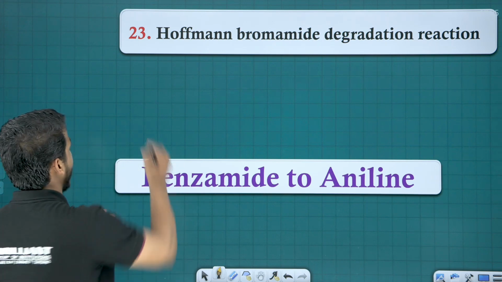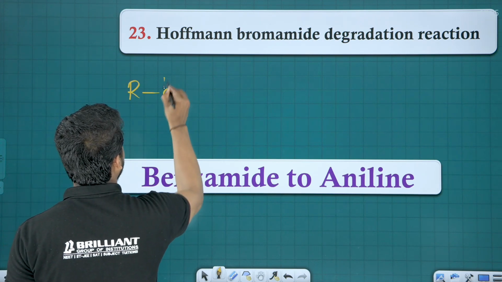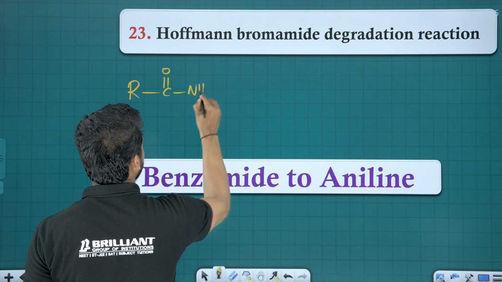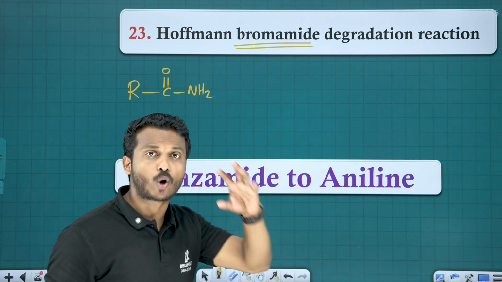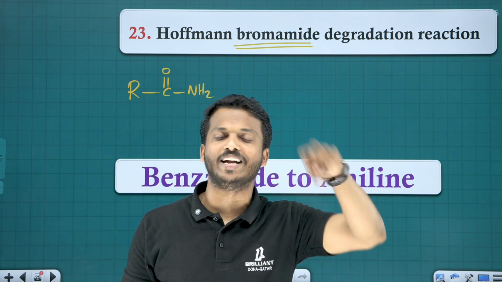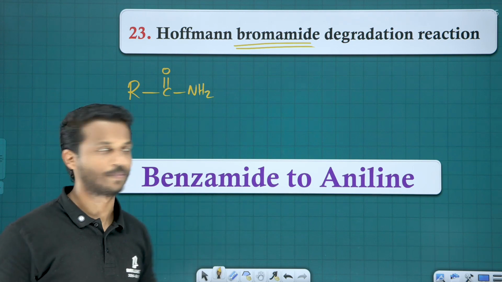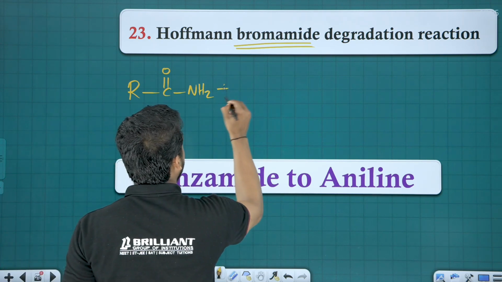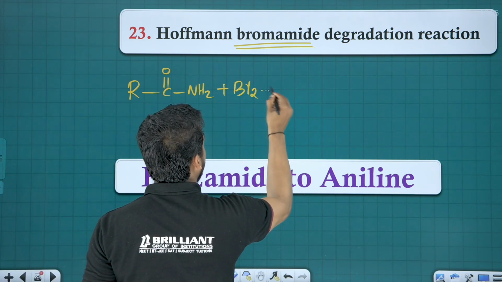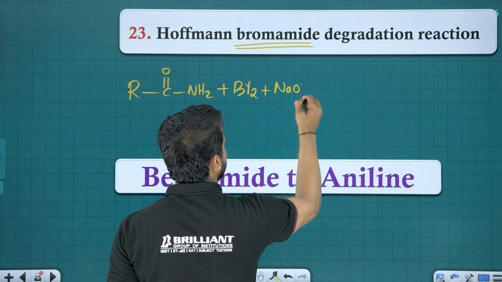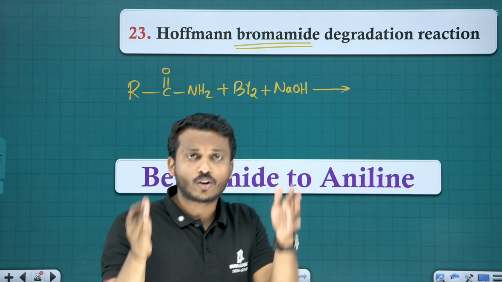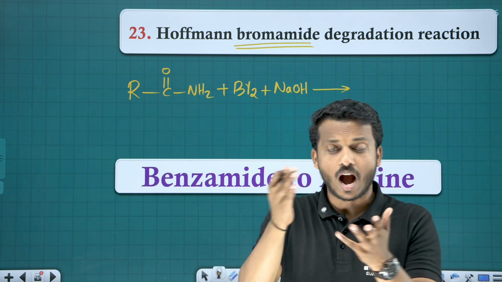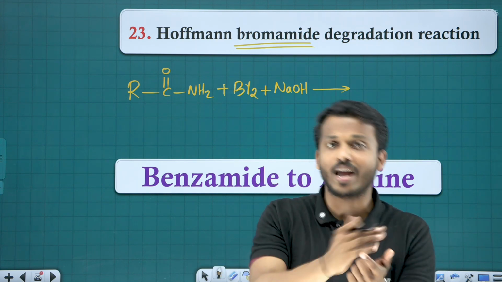Now we have the Hofmann bromamide degradation reaction from the chapter on amines, the last chapter. What is Hofmann? Take an amide. Okay, the starting material is what? Amide. See, Hofmann bromamide. What is the meaning of bromamide? Bromine and amide are there. So the amide is ready, bromine is ready, and the reaction is carried out in a base, NaOH, and heat. What are the starting compounds of Hofmann bromamide? Amide, bromine, and NaOH.